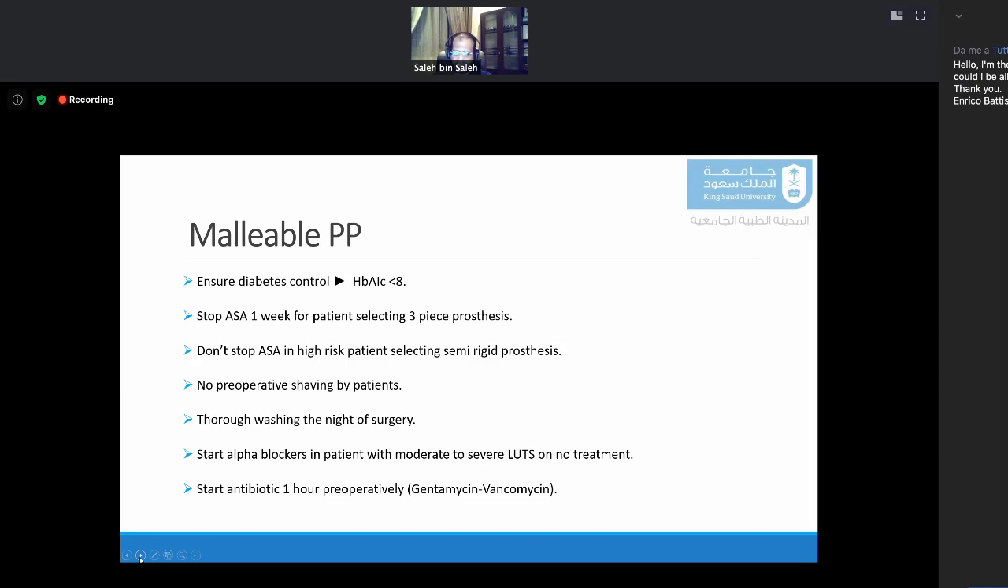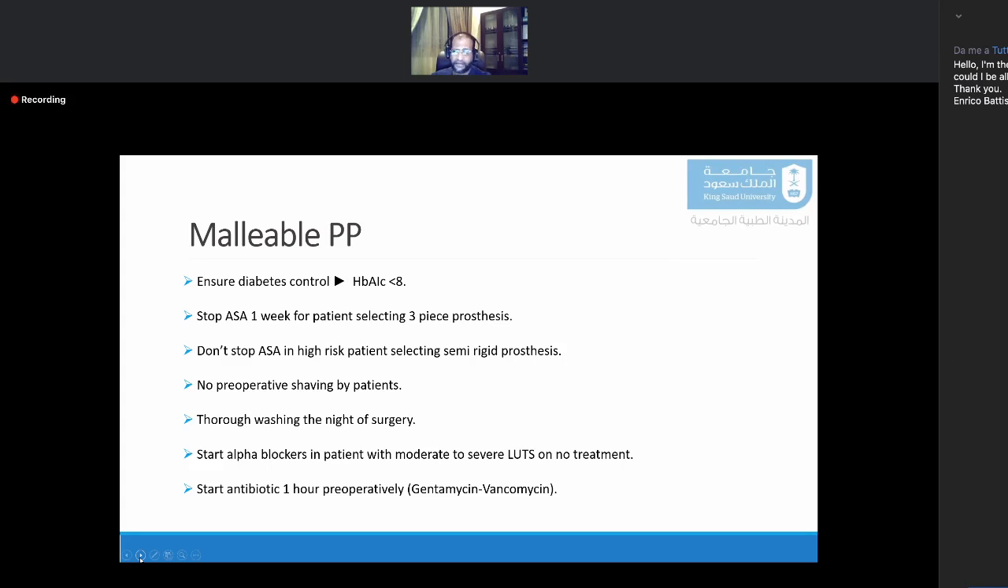We usually ask the patient to stop aspirin 1 week before the surgery, especially for 3-piece penile prosthesis. We are less strict when it comes to semi-rigid prosthesis. We have implanted, and we continue doing implantation of malleable prosthesis on patients on aspirin without asking them to stop it. But when it comes to Plavix, for instance, where the chances for hemorrhage are much more, usually if it is malleable, we ask the patient to stop it 1 week before the surgery.